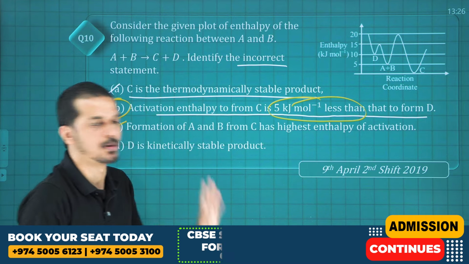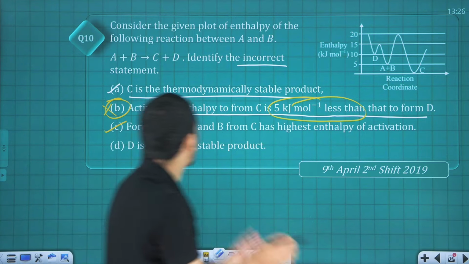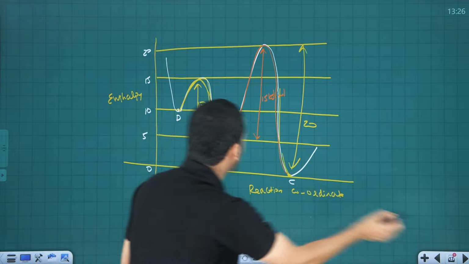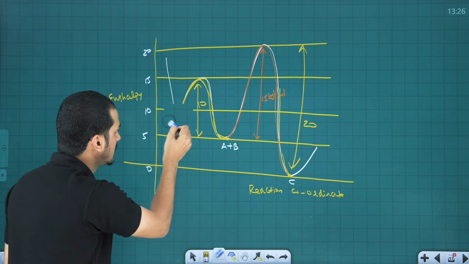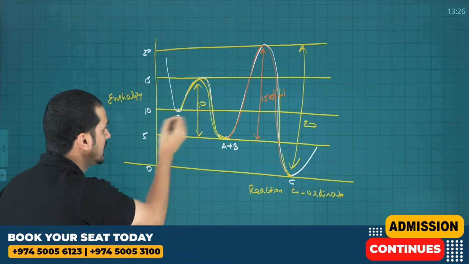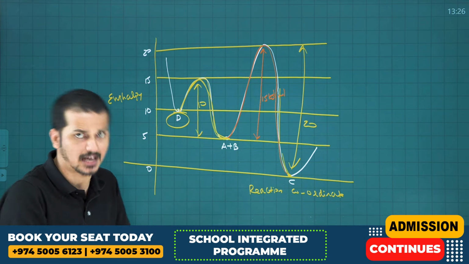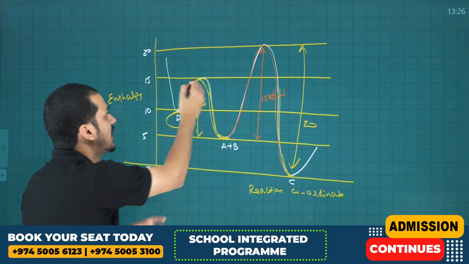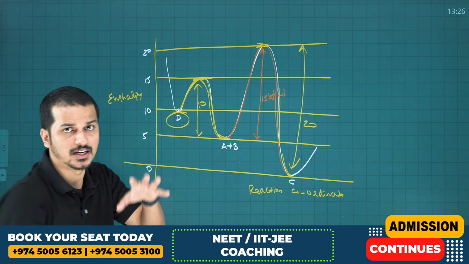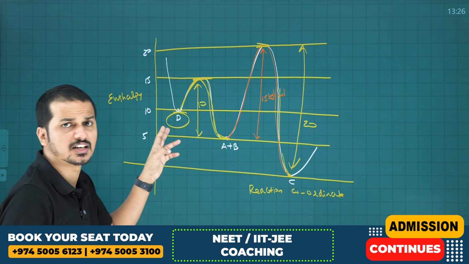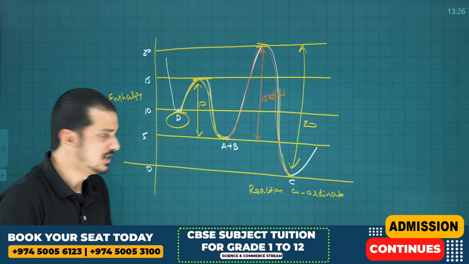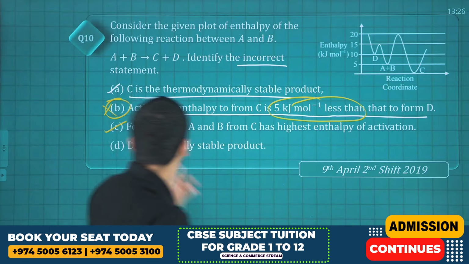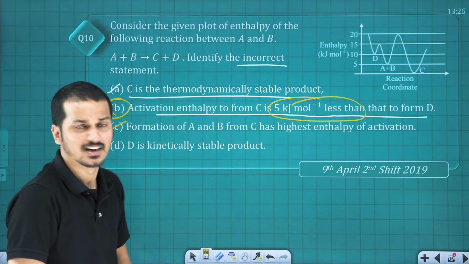And the last statement: D is a kinetically stable product. Yes, D is a kinetically stable product, because here these are the intermediate activated complex states, and its energy is less than that. So that statement is also correct. So what is our answer? Our answer is B. Clear, dears?